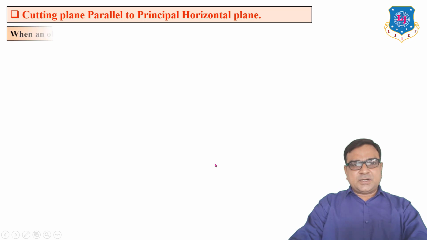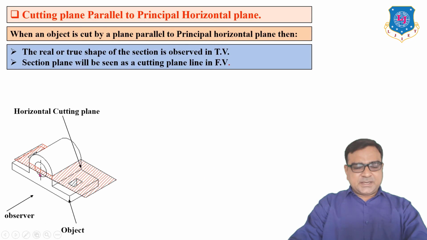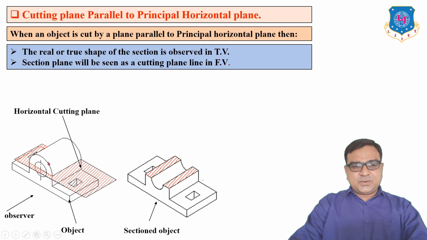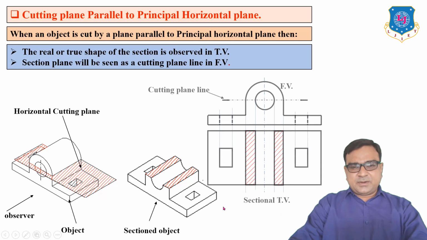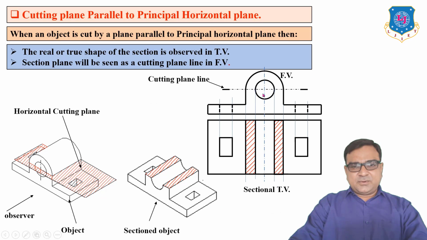Now another example for a horizontal cutting plane, in which the object is cut by a horizontal cutting plane passing through the center of this circle, and we remove the top portion above the cutting plane. And when we observe the top view and front view, this is the front view and this is the top view. But if you want to draw the sectional top view, then we have to remove the upper half portion. If you remove the upper part of the cutting plane, and then for the bottom part we observe the top view, that is known as the sectional top view.